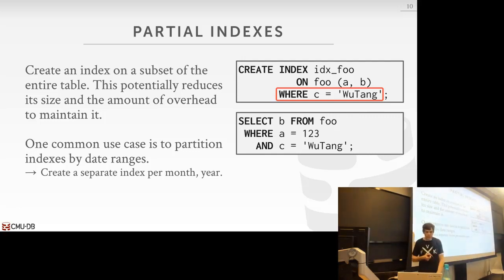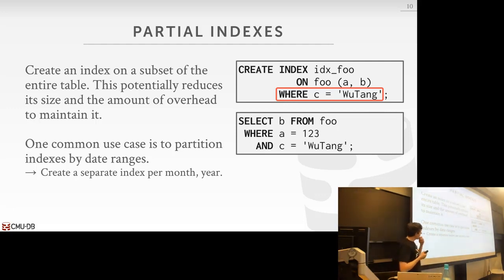This is very common when people want to have different indexes for different date ranges. Like, per month I'll have an index so I can do lookups quickly on all the orders for that month. And again, I'm trying to not pollute my buffer pool cache with a bunch of data that I don't need. By having a partial index, the height is going to be lower, and I can quickly find the data that I'm looking for.